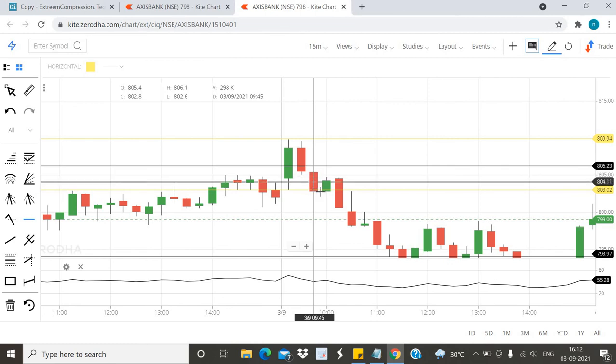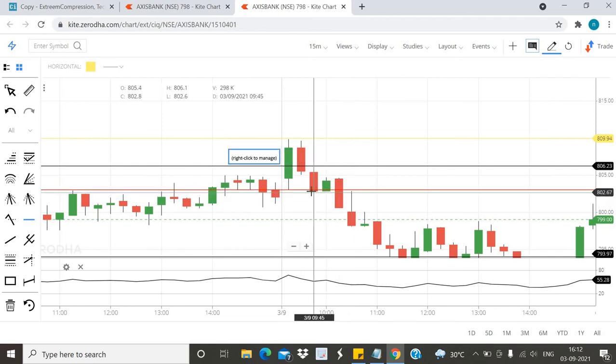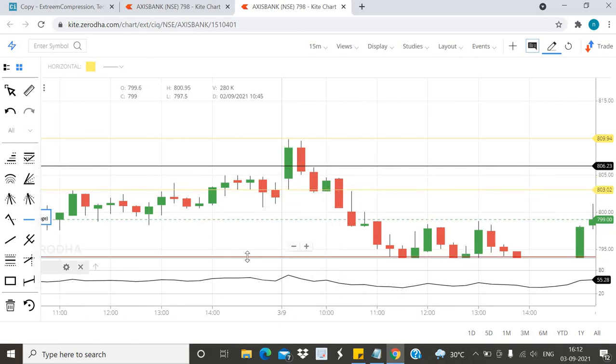Here the candle broke on the low side, so we are going to sell at this candle. We have to place the sell order at the end of this candle, and our stop loss will be the high of the candle which we are entering. This will be our stop loss.